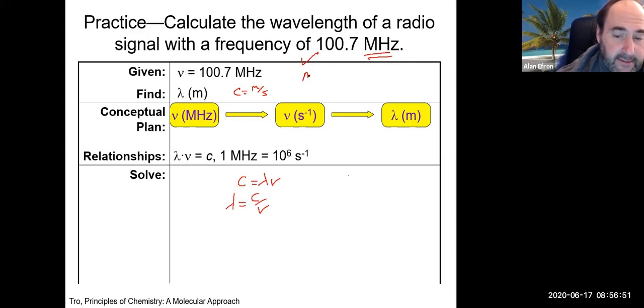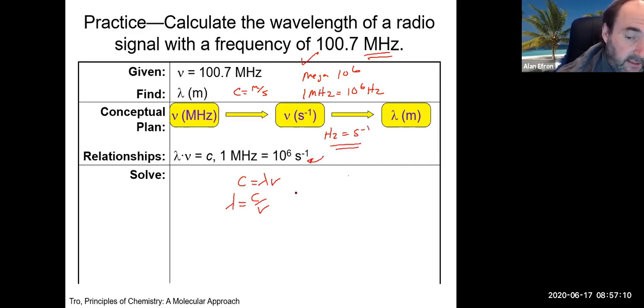And mega is basically 10 to the 6. So again, what that means is in 1 megahertz, there really is 10 to the 6 of the base units, which is a hertz. And also a reminder, as we saw before, a hertz is the same as a reciprocal second. So that's how they get down to that being a reciprocal second. So really just need to plug it in. And we would take our 3 times 10 to the 8 meters per second.